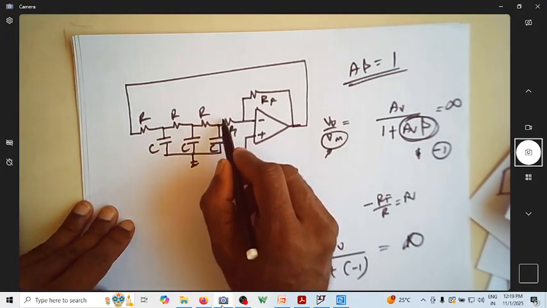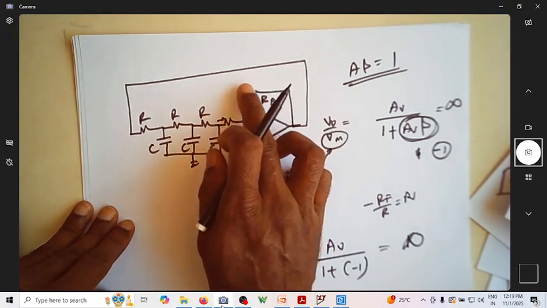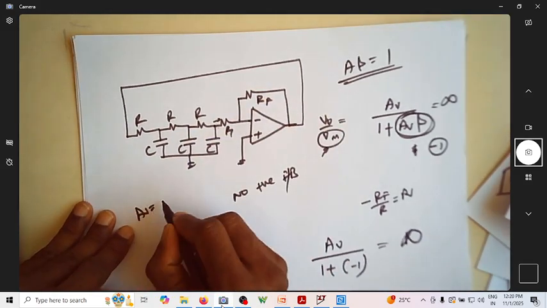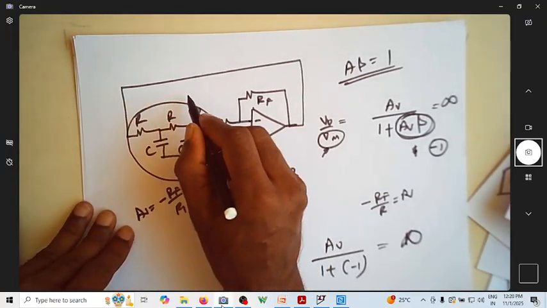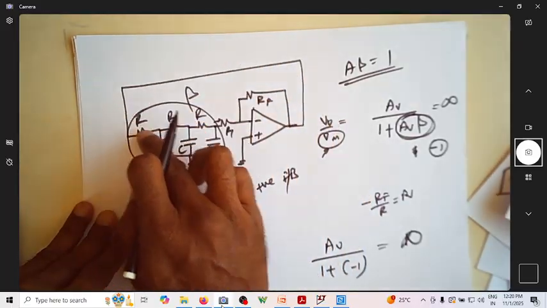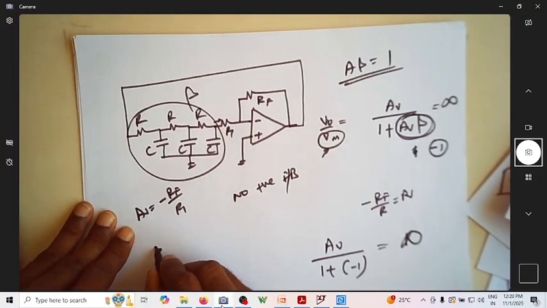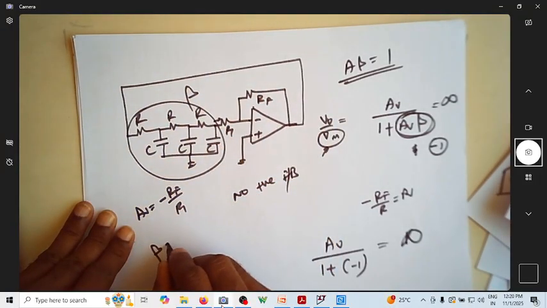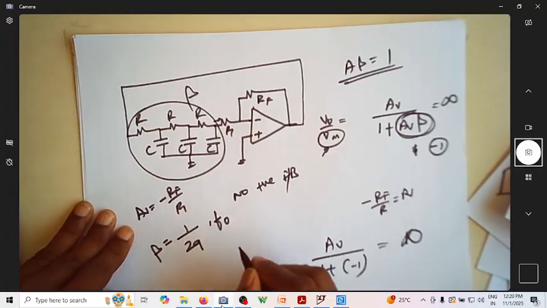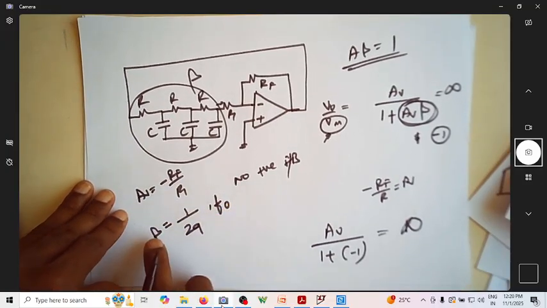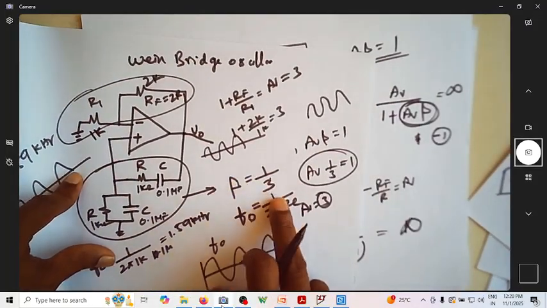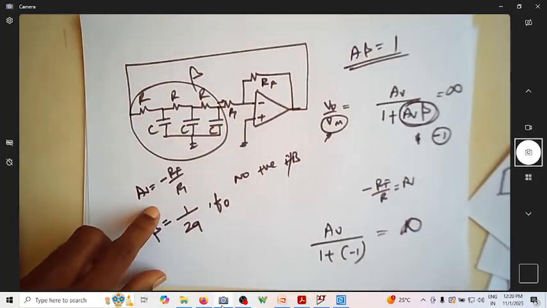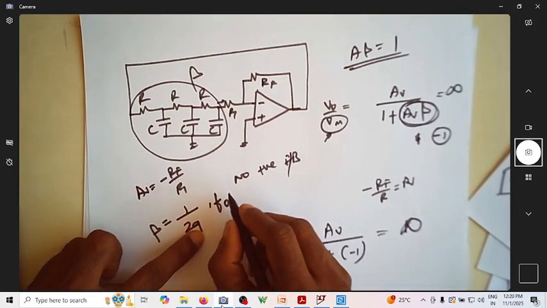Now suppose you are applying some input voltage here, is this the gain? So what is AV now? AV is equal to minus RF by R1. Suppose this is the feedback network. In this feedback network, in this oscillator, this beta is equal to 1 over 29 at a particular frequency F naught. This beta was 1 over 3 at a particular frequency in the other oscillator. So this beta is 1 over 29 at a particular frequency.